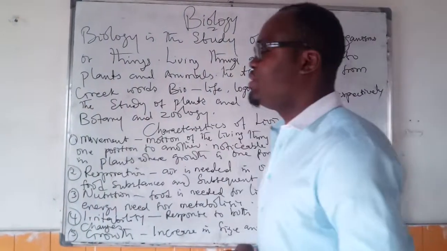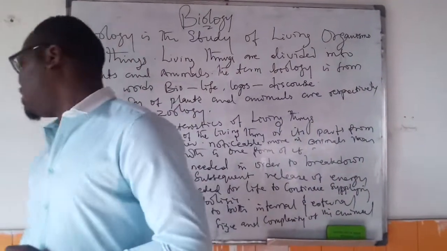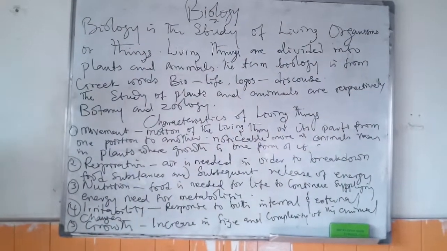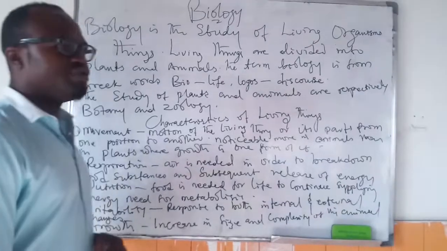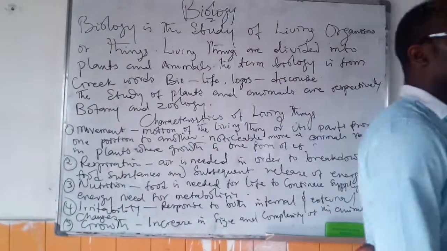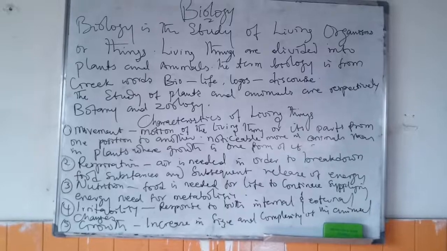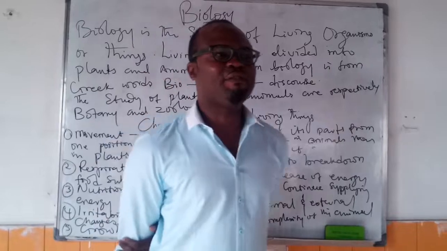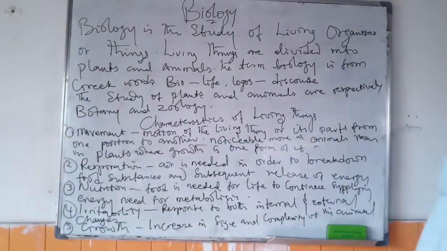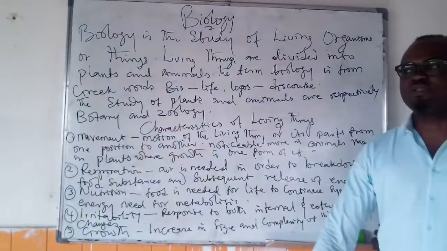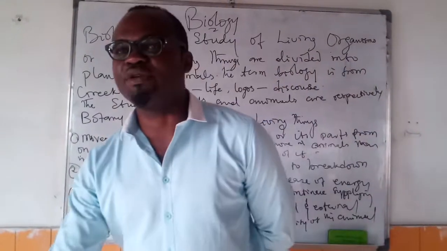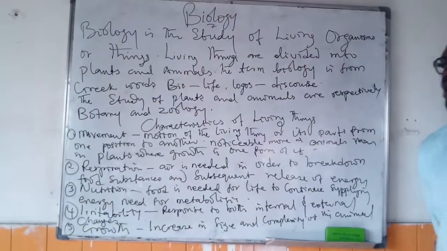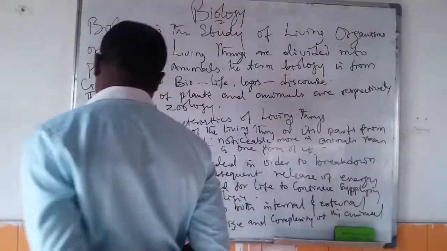Number two, respiration. You need air in order to break down the food that you eat, in order to release energy. Number three, nutrition. If you are not eating, are you going to grow? You will not be able to. You have stunted growth if you are not eating very well. And if you plant your crops into soils that are not rich in nutrients, are they going to grow? No. So nutrition is very important. You need to feed well in order for you to grow.